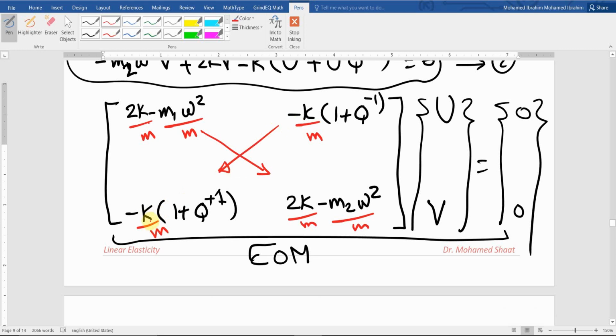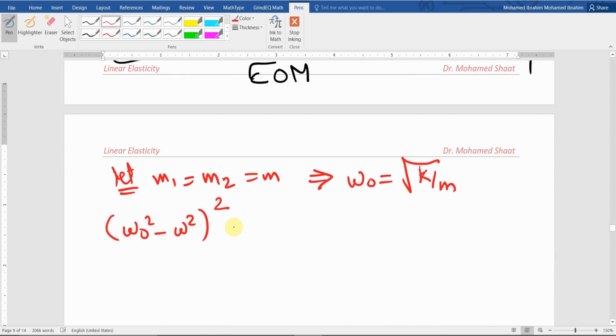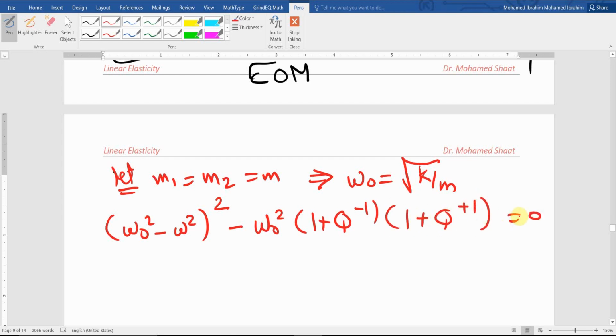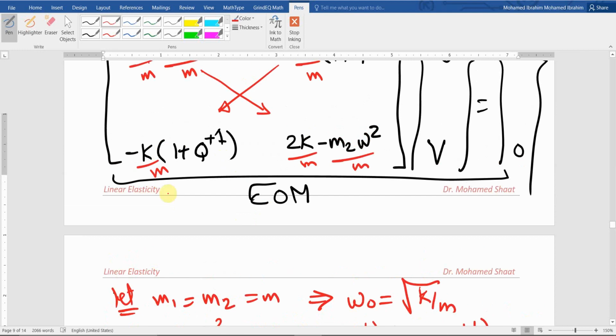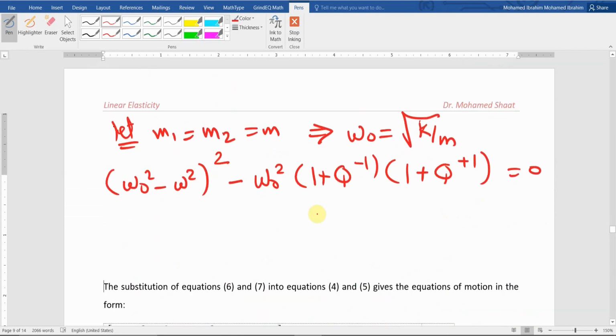This is the multiplication of these two terms, negative the multiplication of these two terms. So this is going to give us omega 0 squared times 1 plus q times 1 plus q negative 1, negative the omega 0 squared times 1 plus q negative 1 times 1 plus q positive 1, equals 0. This is the determinant of this matrix, and this should give us the characteristic equation.